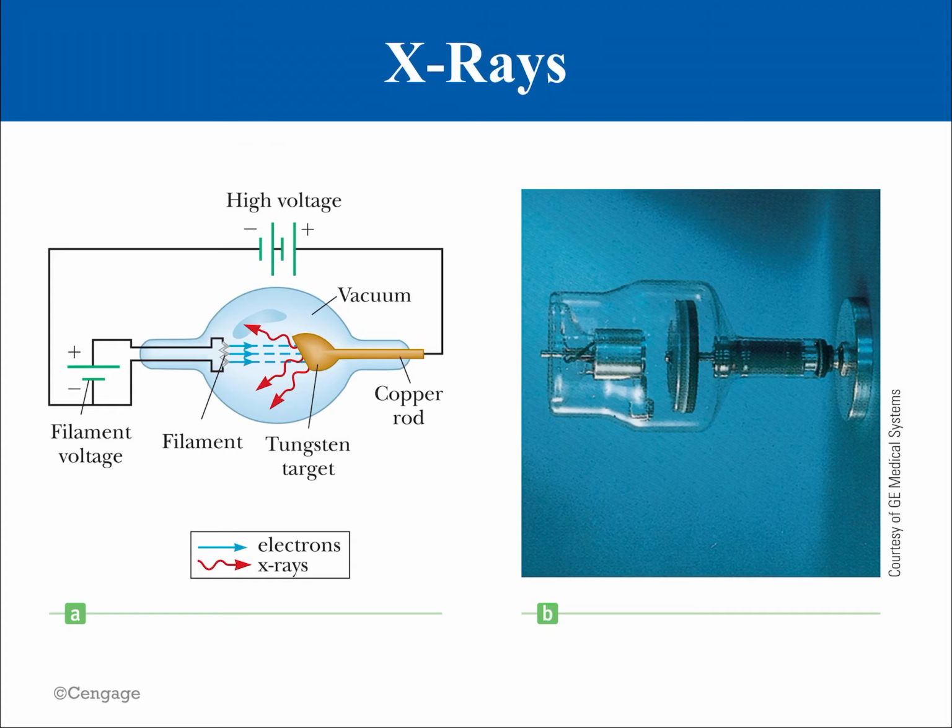X-rays are produced when high-speed electrons are suddenly slowed down. For example, when a metal target is struck by electrons that have been accelerated through a large potential difference, so thousands of volts, this very high-speed electron will be suddenly decelerated. The figure on the left shows a schematic diagram of an X-ray tube. This is the production of X-rays.